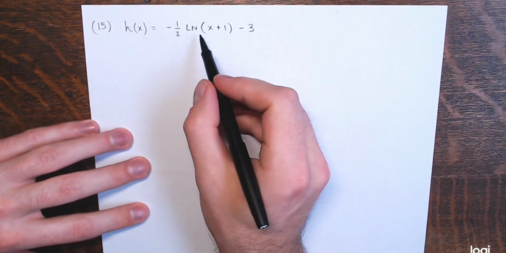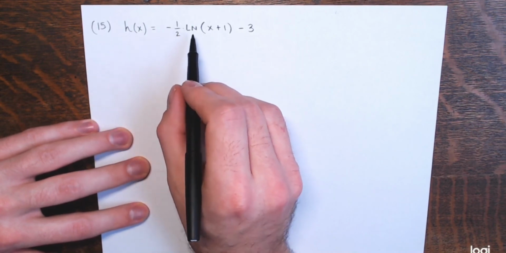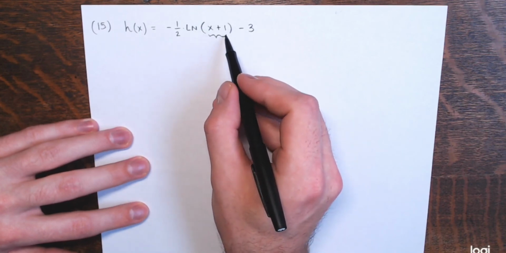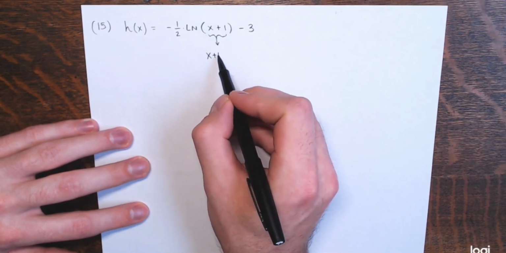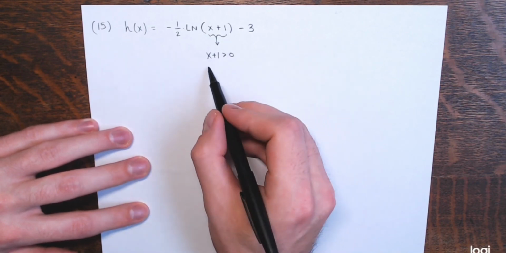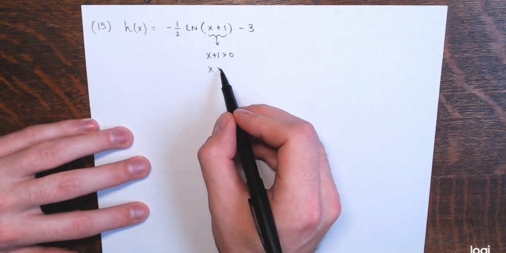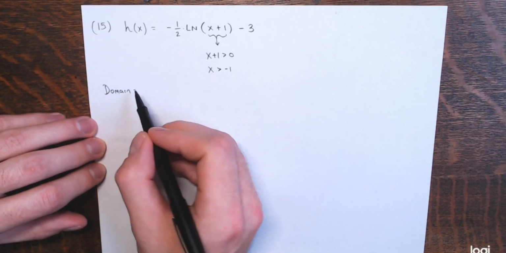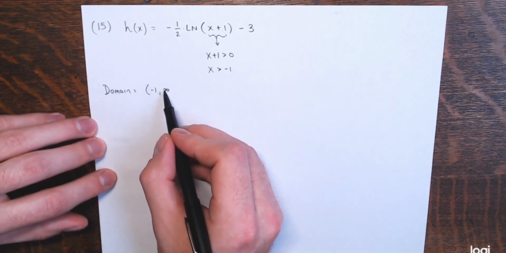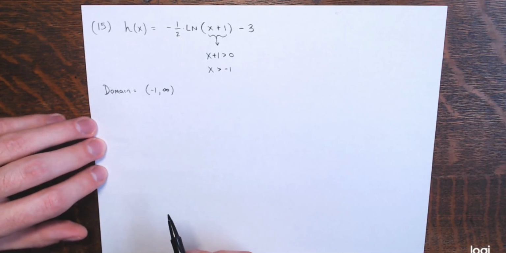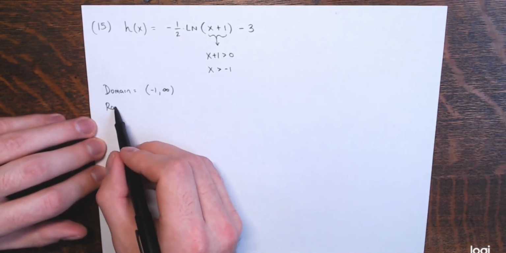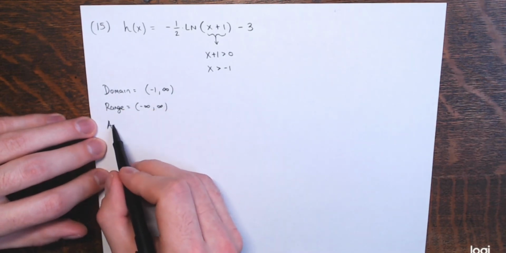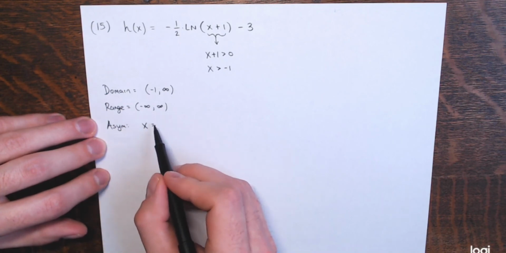So here I have h of x equals negative 1/2 times the natural log of x plus 1, then minus 3 afterwards. So first, the domain. This expression inside the logarithm has to be positive. So x plus 1 has to be positive, meaning x has to be greater than negative 1. Alright, so the domain of this function is, I can only plug in numbers greater than negative 1. So from negative 1 to infinity, not including negative 1. Range is all real numbers for all these logarithmic functions. And of course, given the domain, the asymptote should be simple. The vertical asymptote will be at x equals negative 1.